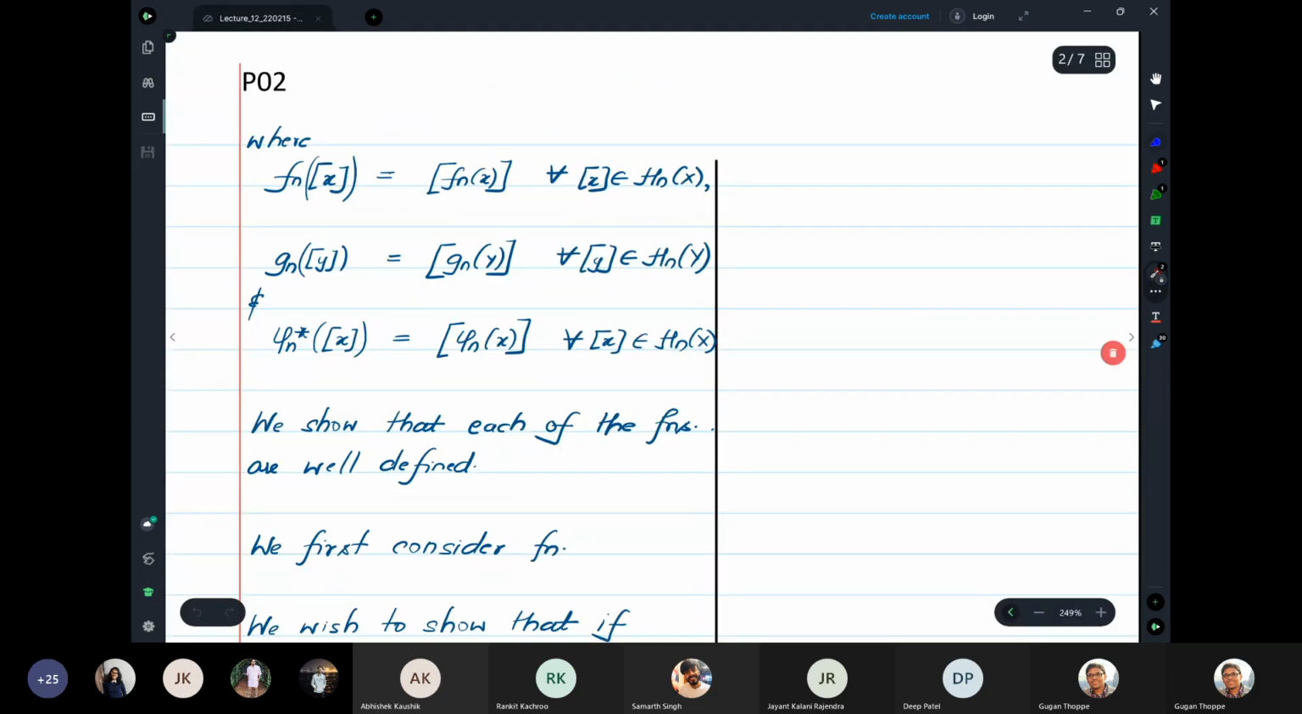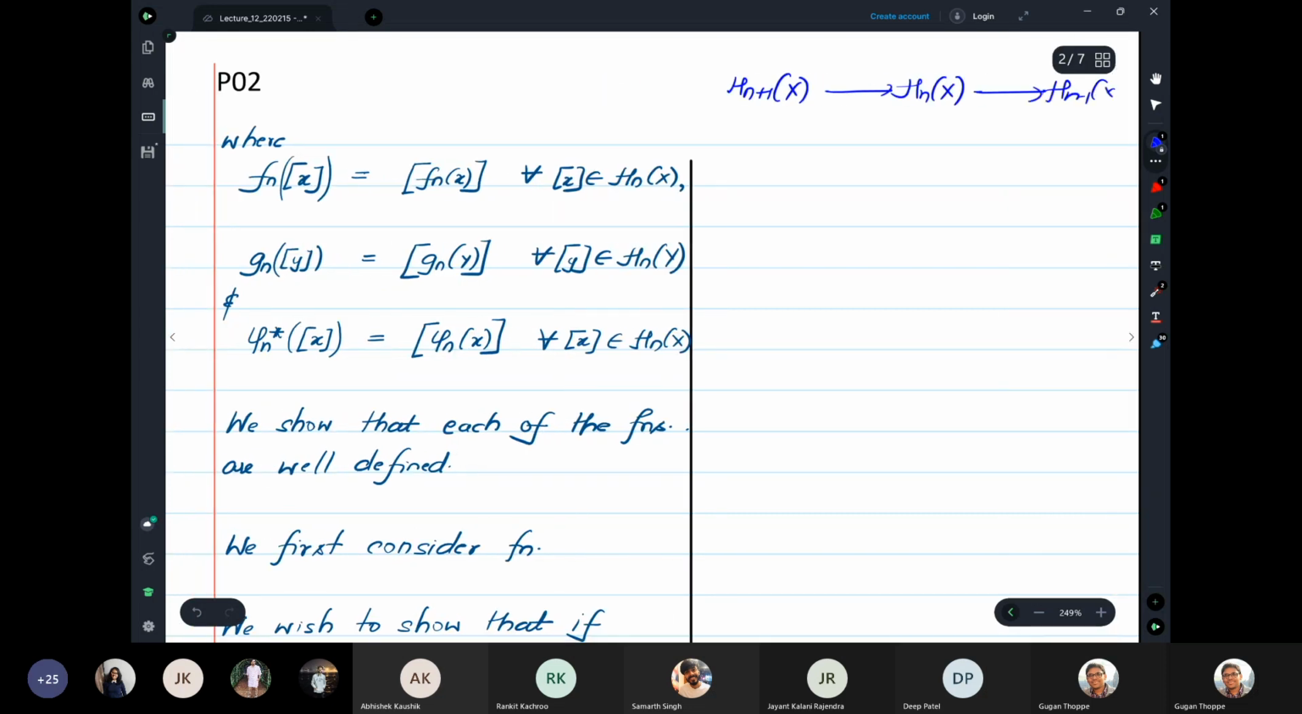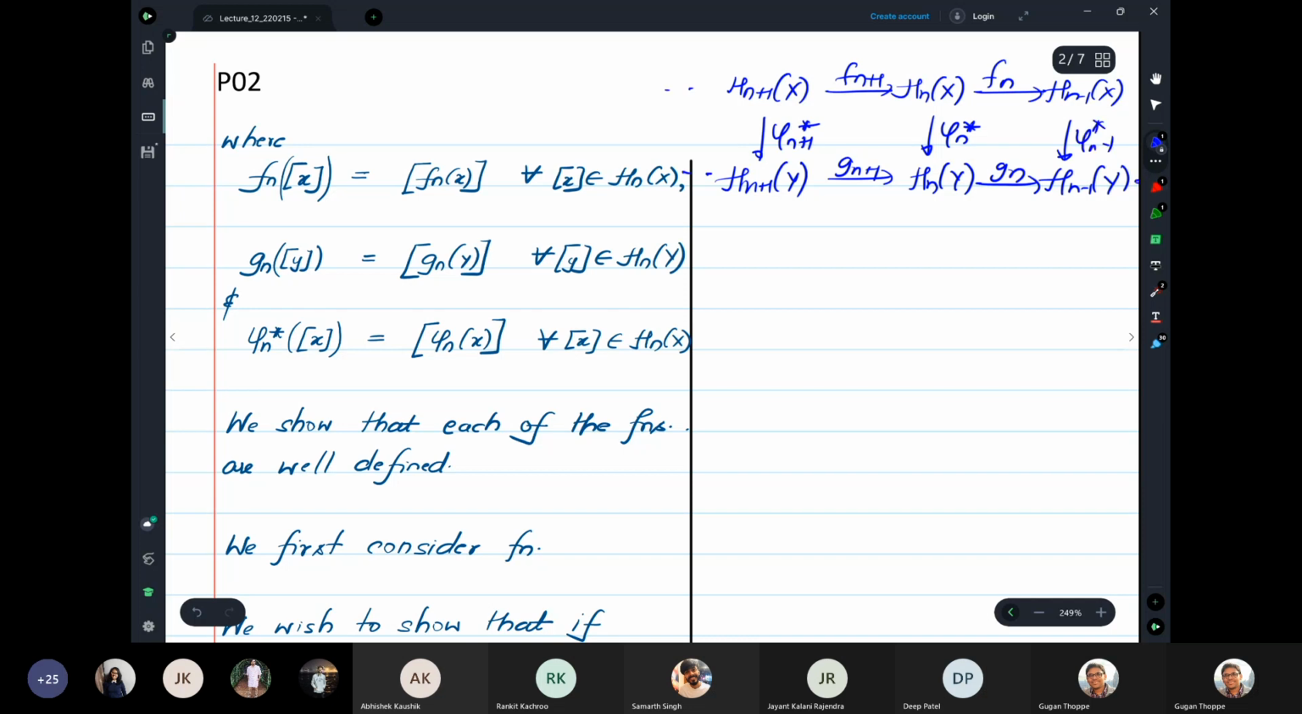Okay, so let's first recall what the diagram is. So you have this hn plus 1 of x, you have hn of x, and you have this hn minus 1 of x, you have this fn plus 1, you have fn, then you have hn plus 1 of y, you have hn of y, you have hn minus 1 of y, so this is gn plus 1, gn, and here you have the phi n plus 1 star operator, here you have phi n star operator, and here you have phi n minus 1 star, and this sort of continues in either direction. So let us now see how to define these different functions.